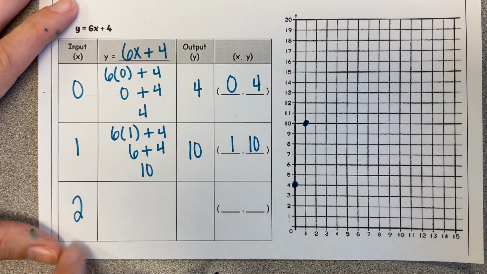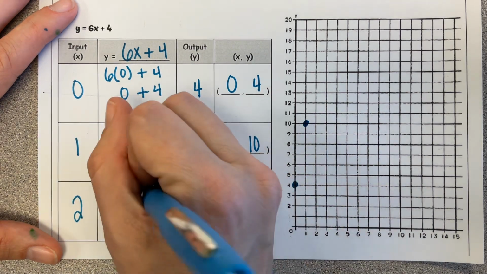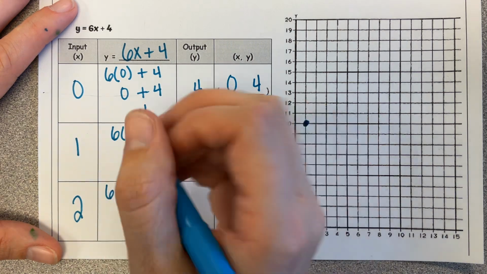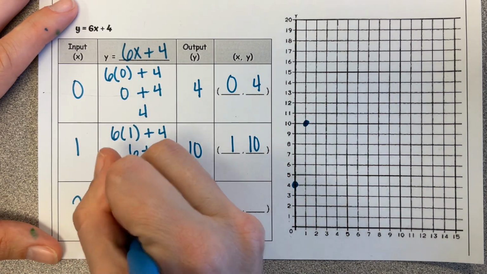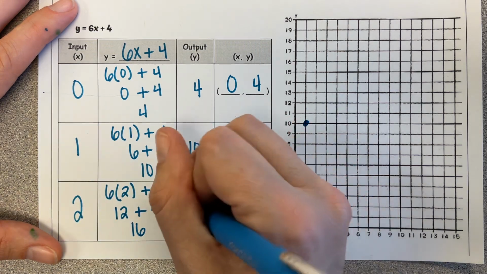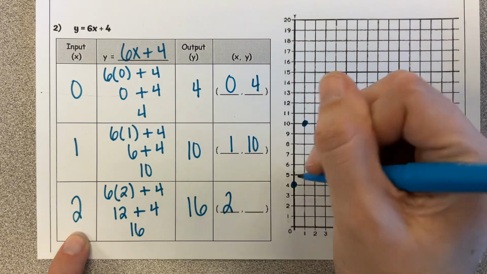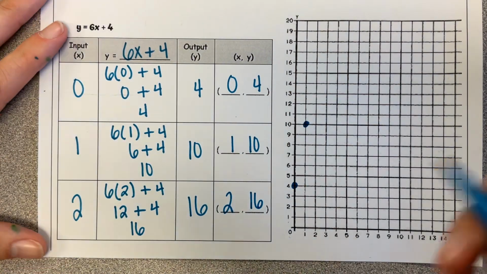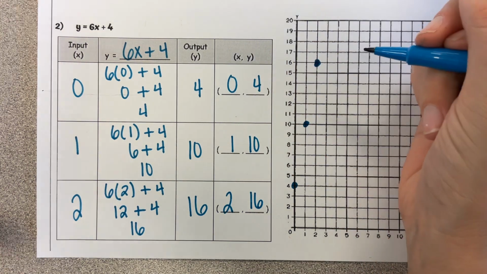Last one, we're plugging in 2. So I'm going to do 6 times an x value of 2 plus 4. 6 times 2 is 12. Plus 4 is 16. So we have an output of 16. So we have our x value, our input of 2, our output, our y value of 16. So I'm going to where x is 2, up to where y is 16.